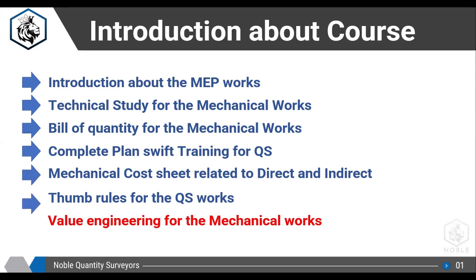The next one is about the mechanical cost sheet, which includes the indirect and direct cost. In construction, there are two types of costs. One is the direct cost, another is the indirect cost. What is related to the direct cost? It can be in terms of material, labor, installation, and machinery. All this comes under the direct works.